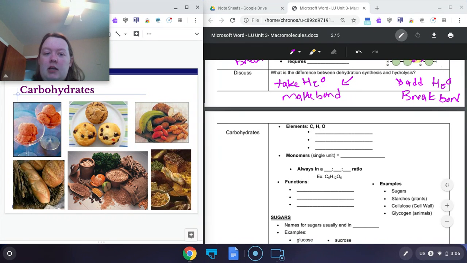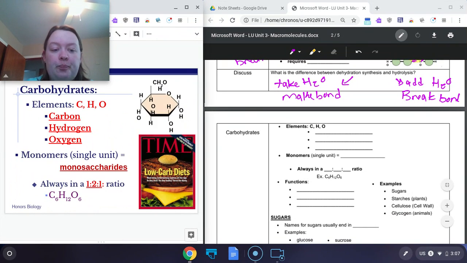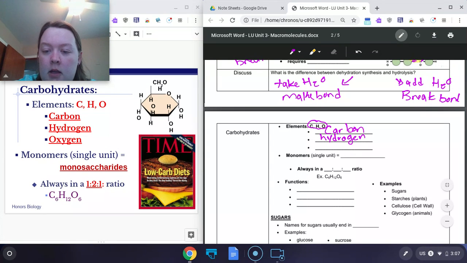Now we're going to start looking at each of the macromolecules individually, and we're going to start with carbohydrates. So here's an image with some of the lovely carbohydrates in the world around us. Essentially, carbohydrates are anything and everything made of sugar. So carbohydrates contain 3 elements: carbon, hydrogen, and oxygen. So C for carbon, H for hydrogen, and O for oxygen.